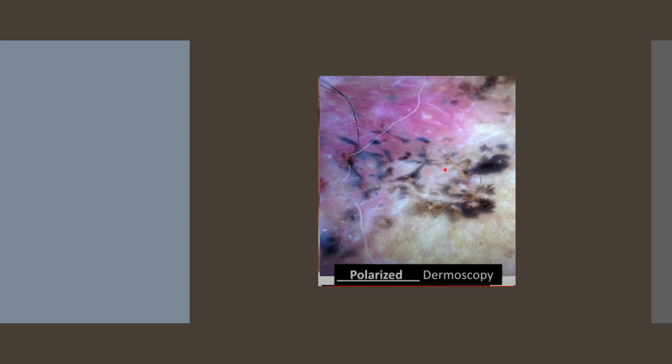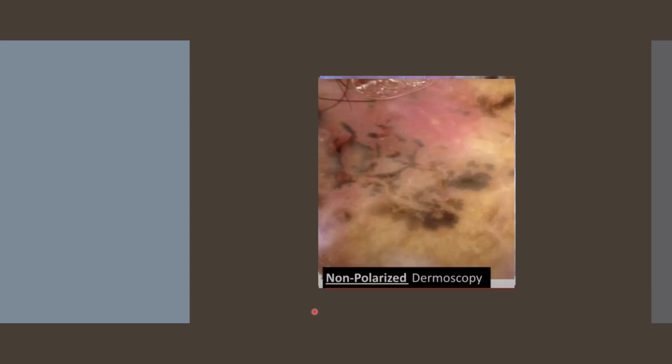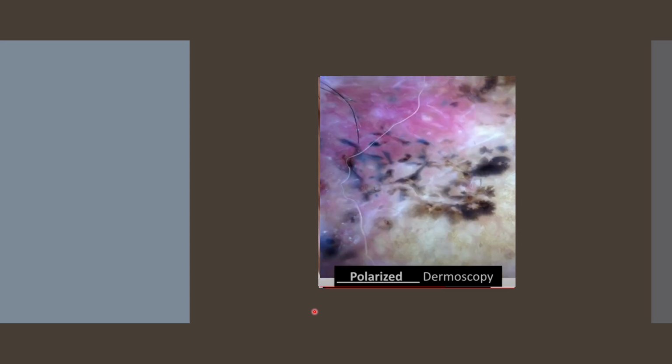These shiny white structures, which I showed you in the previous image, again because of altered collagen, are very prominent here, and they were not prominent in the non-polarized mode. I'll show you again the non-polarized dermoscopy and the polarized mode. This vascular flush is more prominent here, and these shiny white lines are more prominent here.